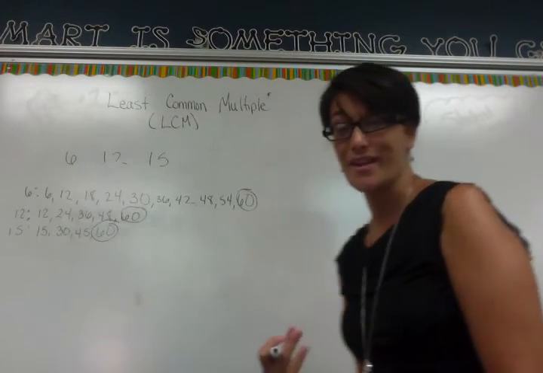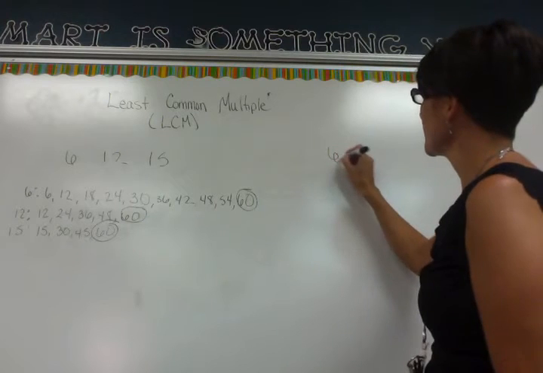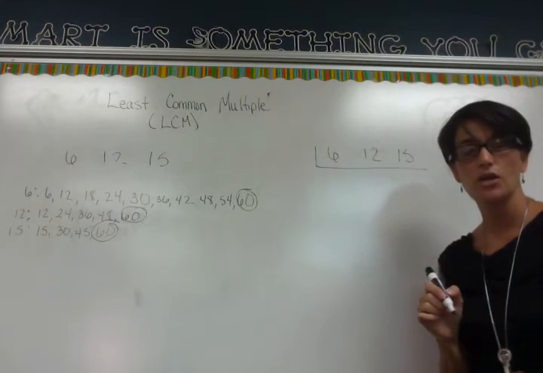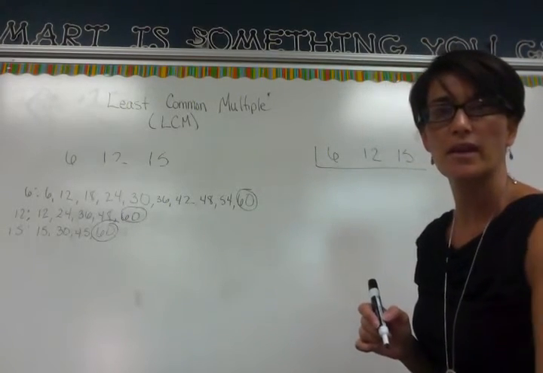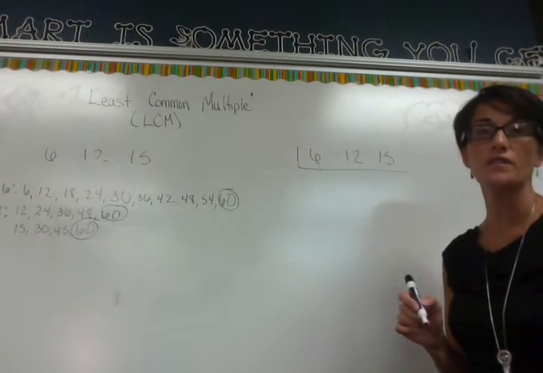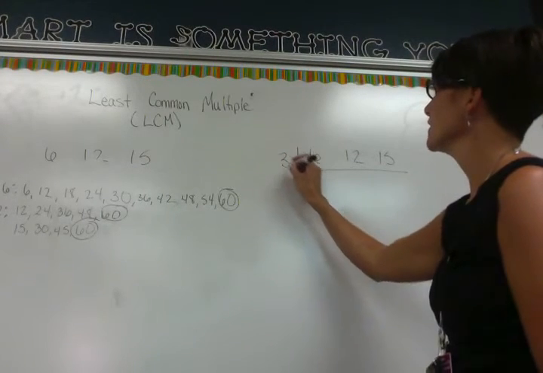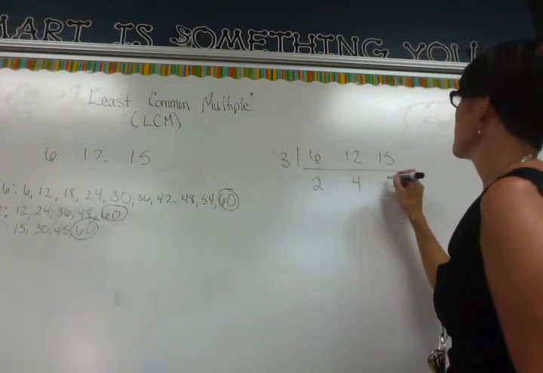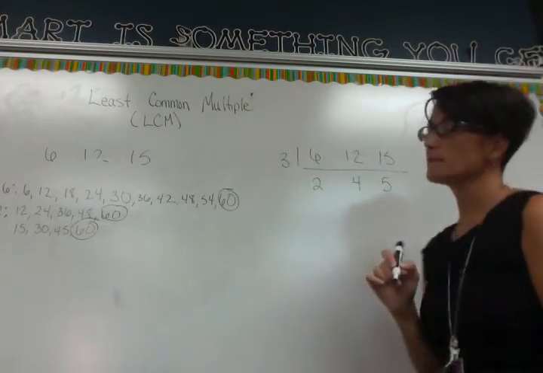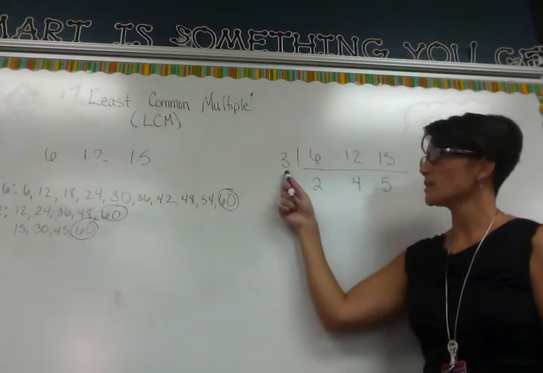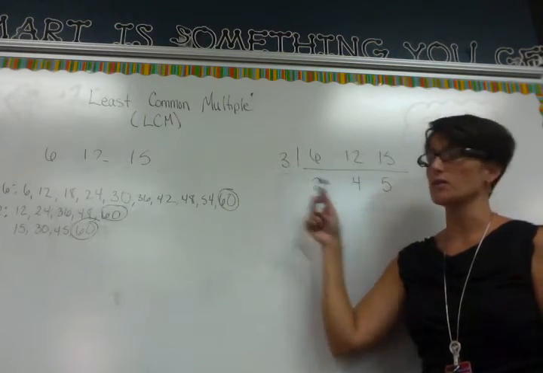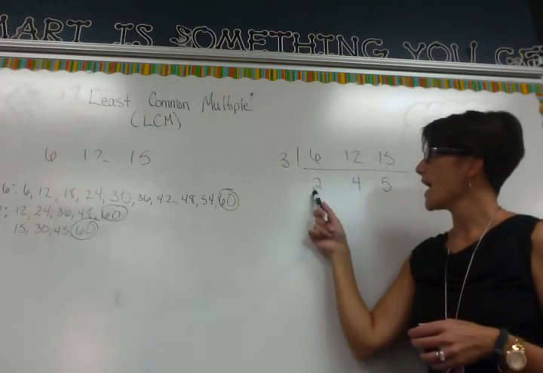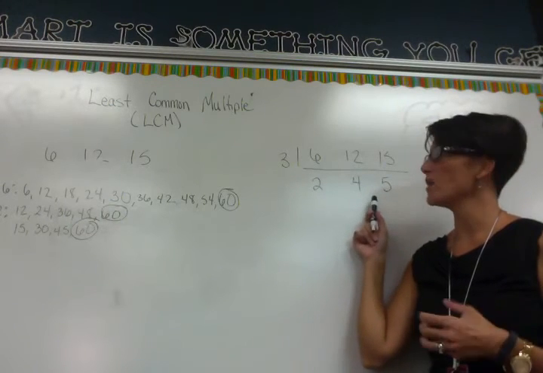Now let me show you the other way, the ladder way. So 6, 12, and 15. All right, so we're going to try it this way, just like we did with the greatest common factor. So I'm going to think of what number goes into 6, 12, and 15, and 3 happens to go into all of those. 3 goes into 6 2 times, 3 goes into 12 4 times, 3 goes into 15 5 times. If I was to do the greatest common factor, that would be 3 of these numbers. But since I'm doing the least common multiple, I've got to keep factoring out as much as I can. I see 2 numbers that are divisible by 2 and 1 number that's not.